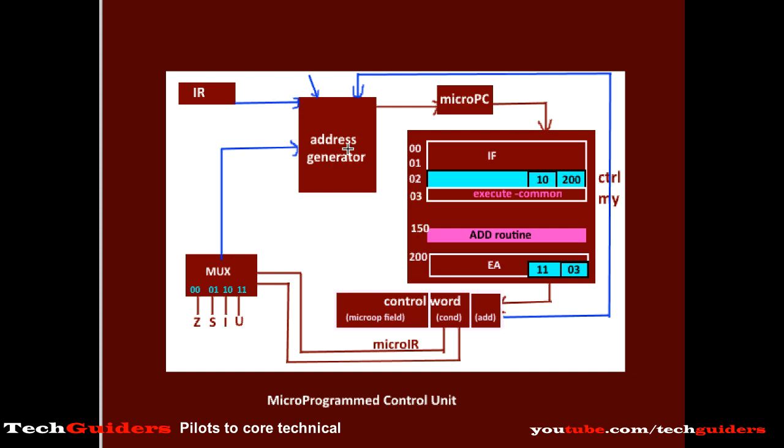And in general, the options for next address may be the next micro instruction in sequence, or the address in the currently executing control word which is decided by this condition, or an address based on the opcode of the decoded instruction in the instruction register, or can be some initial or external address.